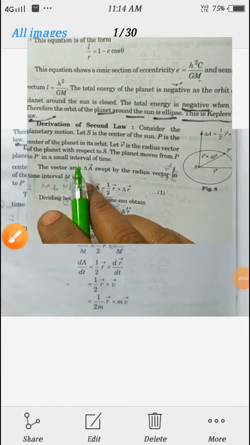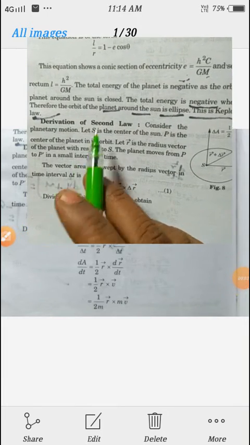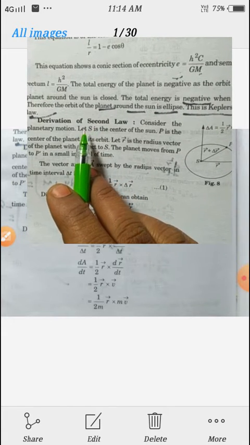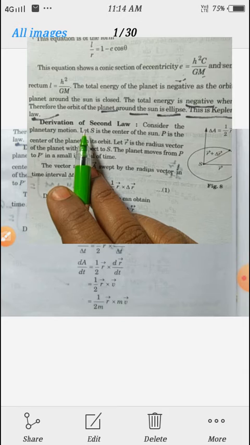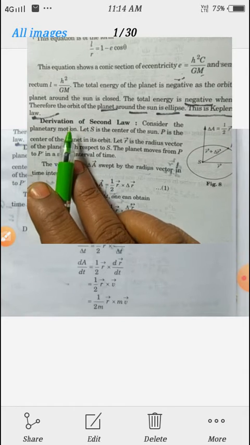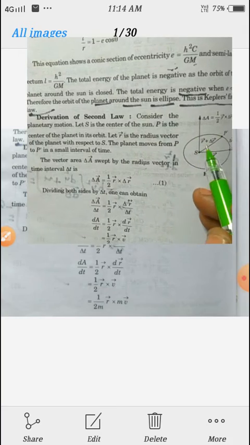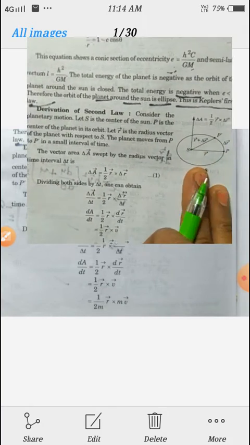Students, today's topic is the derivation of Kepler's second law. In the previous video we discussed Kepler's laws and the derivation of the first law. Today we derive the second law. Consider the planetary motion.